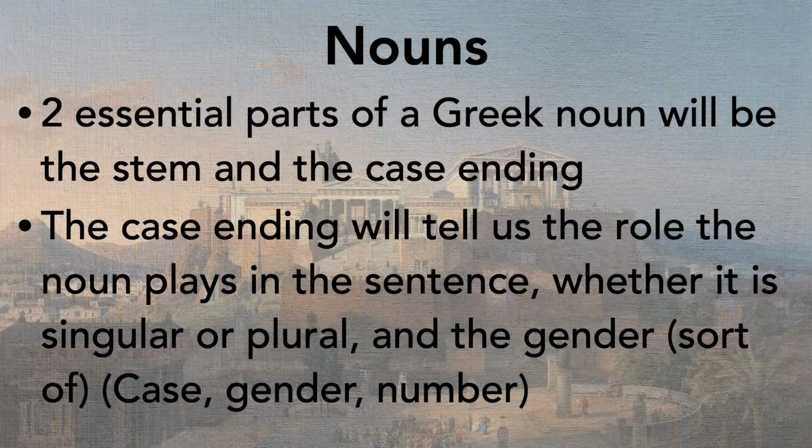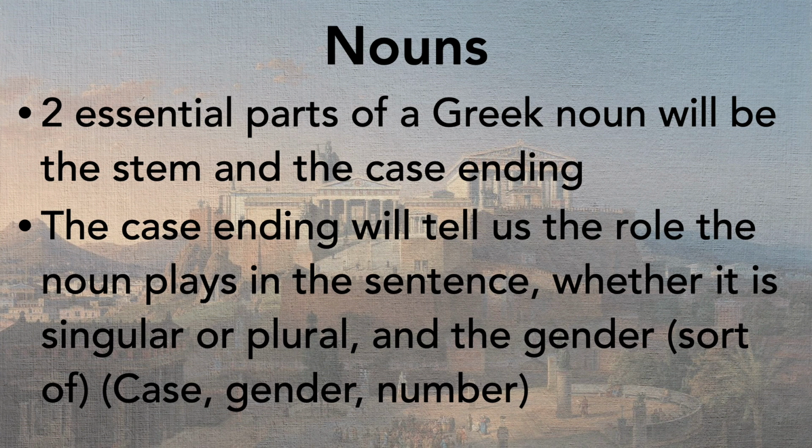What ending we use is going to be determined by the case of the word, okay? So the case ending will tell us the role that that noun plays in the sentence. That's what case does. Remember, the case is the role a word plays in the sentence, okay? It's going to tell us whether it's singular or plural, okay? Whether we have one dog or two dogs, the case ending is going to tell us that. And it's going to tell us the gender.